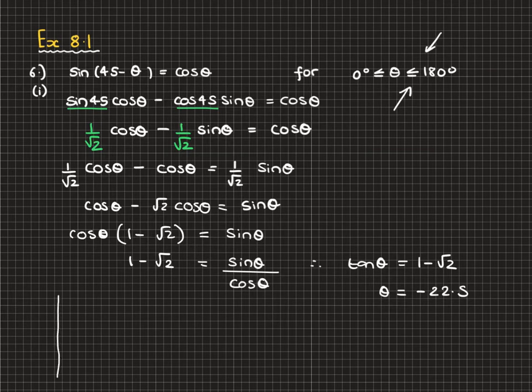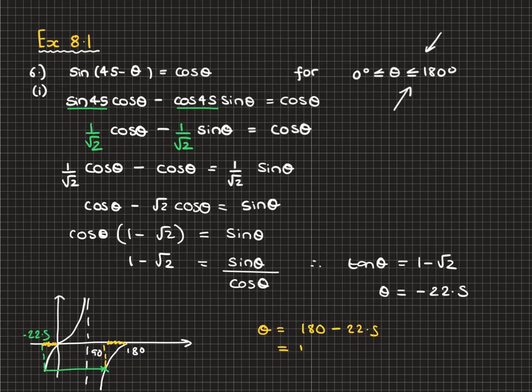So I either use the CAST diagram or I use a trigonometric sketch graph to find the angle that I do want. So remember, the tan graph has an asymptote at 90 degrees. And then there's a section of the graph here. So we know that there's an angle of negative 22.5 here, and we want to find the matching angle, which is over here in range. So that angle, we know that this gap is the same as this gap here. So the value of theta that we want is 180 minus 22.5, which comes to a value of 157.5 degrees.